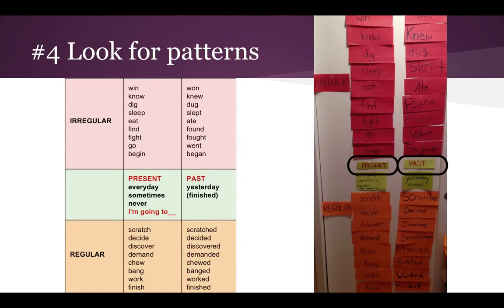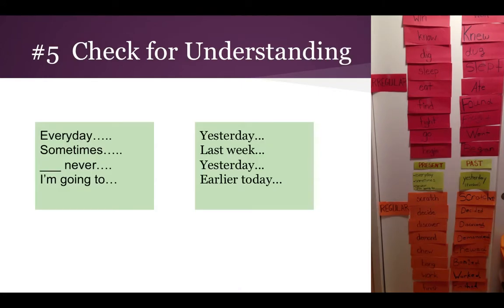And just to emphasize, the points in red are what they added to the conversation, what I had not anticipated. At this point, we did our check for understanding, which was to make sure that they were able to use these words. I provided them sentence stems. You can see every day, sometimes, never, I'm going to, which they added, and yesterday, last week, earlier today. And first they matched those sentence stems to the verbs that they would use them with, so the verbs on the right or the verbs on the left.